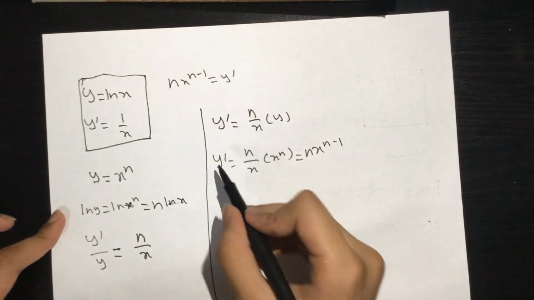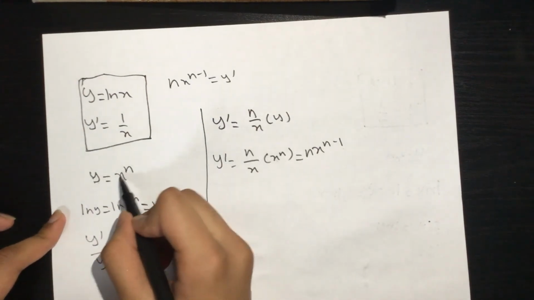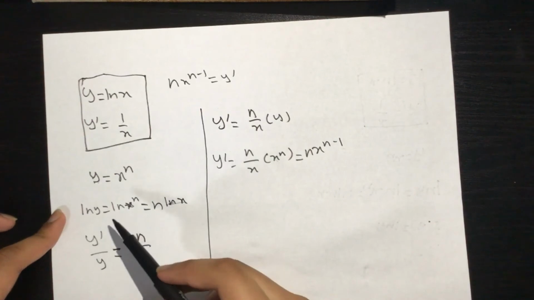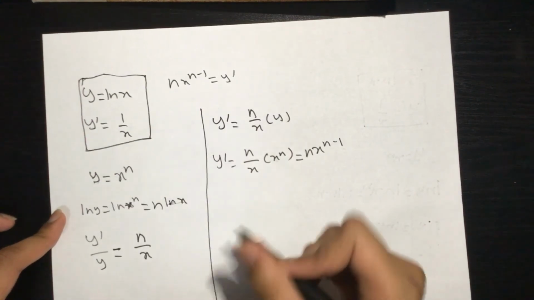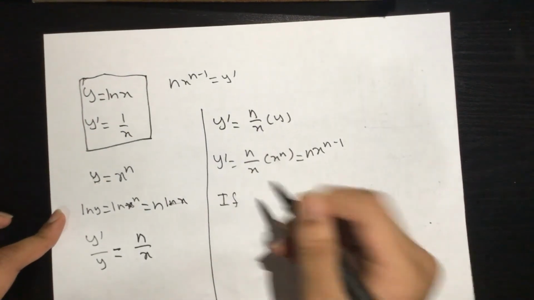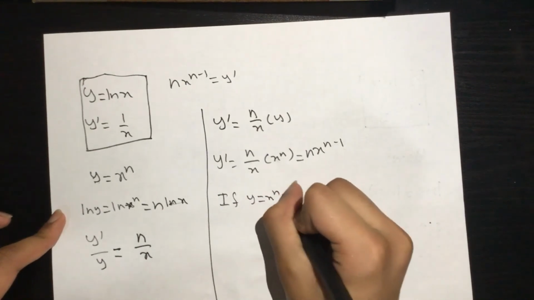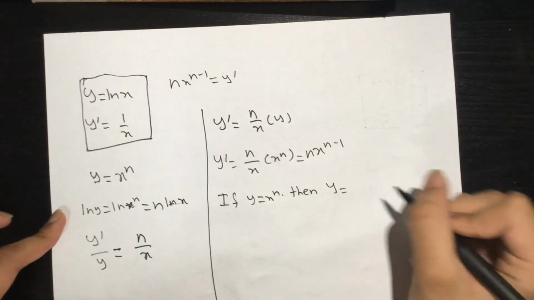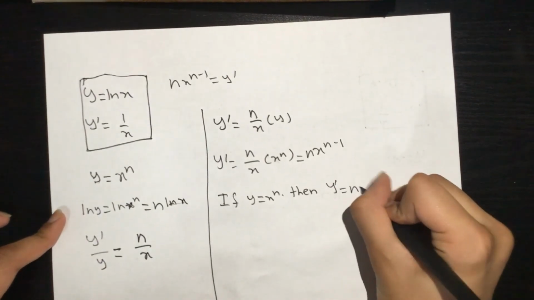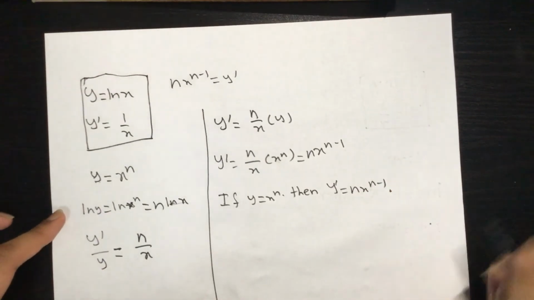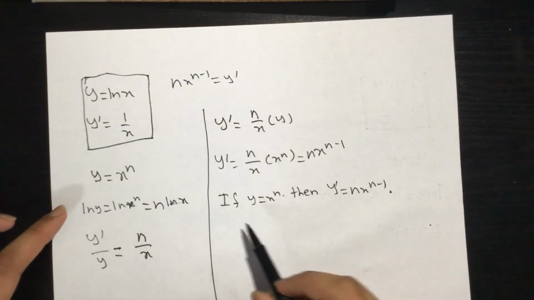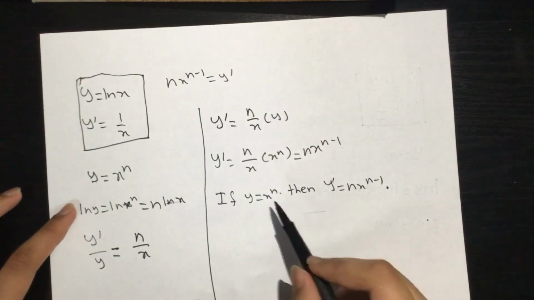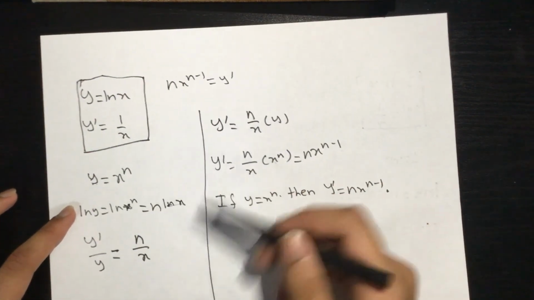So we have shown, and this is called logarithmic differentiation, that if y equals x to the n, then y prime equals nx to the n minus 1. And note, this proof is only for real numbers. So the power rule can only be used for real numbers if you're proving it this way.